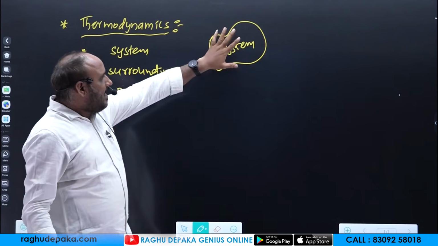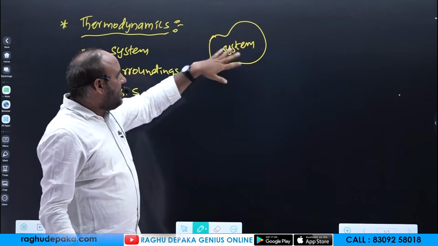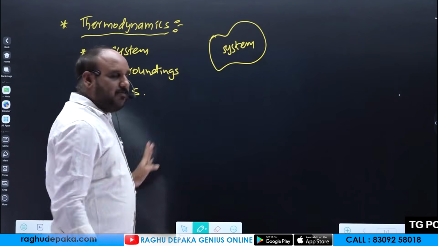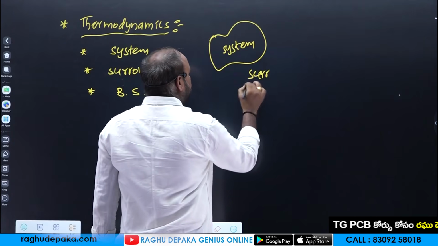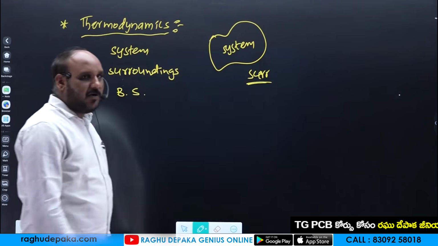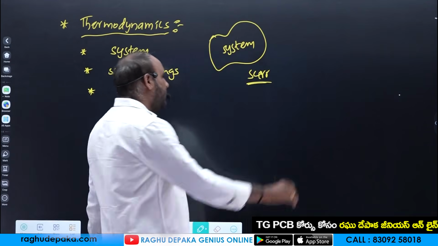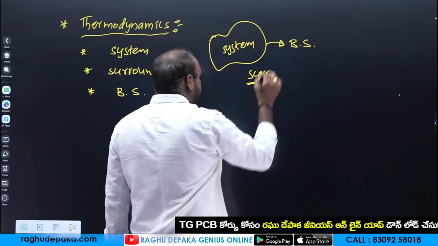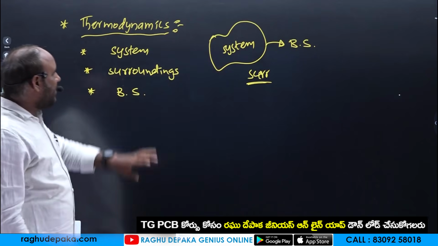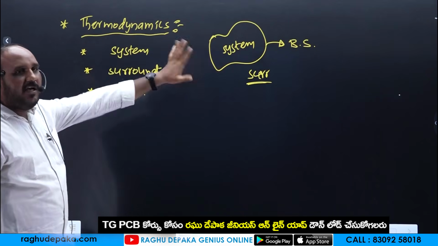So I have selected only this area. The remaining part of this board will be treated as what? Surroundings, right. The remaining part will be treated as surroundings. The area which divides system and surroundings is called the boundary surface. Whatever topics are mentioned in thermodynamics, all will be related to this.